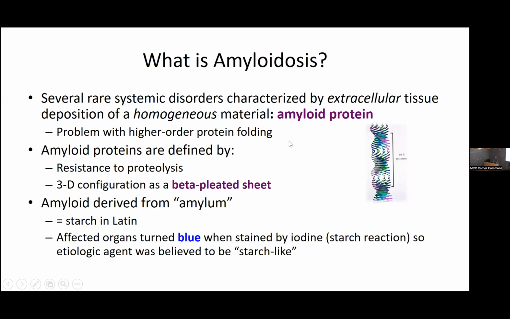So again, it's a protein that's made, and for various biochemical reasons, it likes to fold into these fibrils that form these beta-pleated sheets that then deposit into tissue and cause pathology. The affected organs turn blue when stained with iodine, so it's a starch reaction, and that's where the word amyloid actually came from.